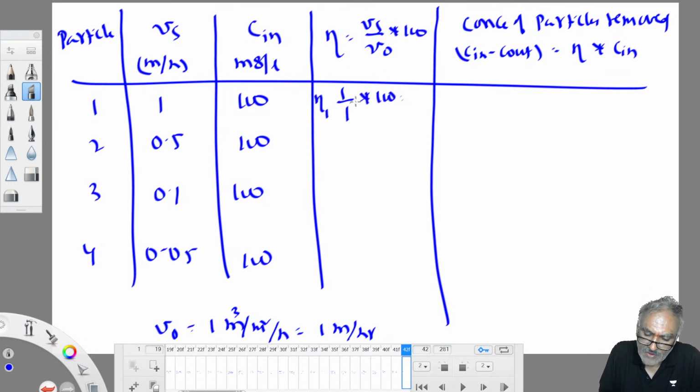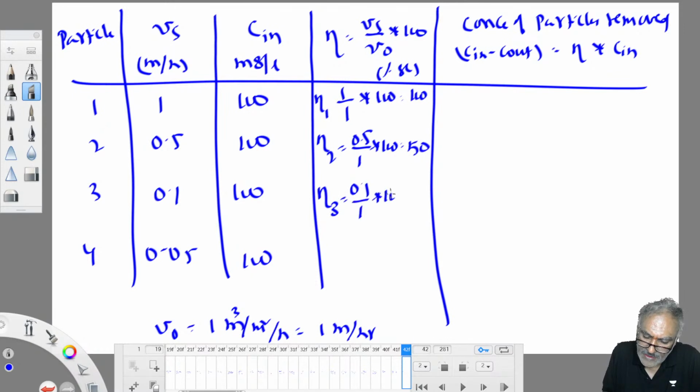So efficiency of particle 1 is 100% removed. Efficiency of particle 2 is 0.5 by 1 into 100, so only 50% removed. Efficiency of particle 3 is 0.1 by 1 into 100, so 10% removed. Efficiency of particle 4 is 0.05 by 1 into 100, only 5% removed.